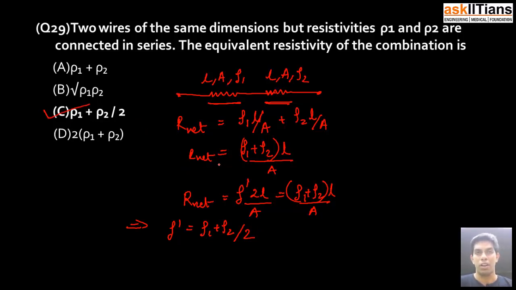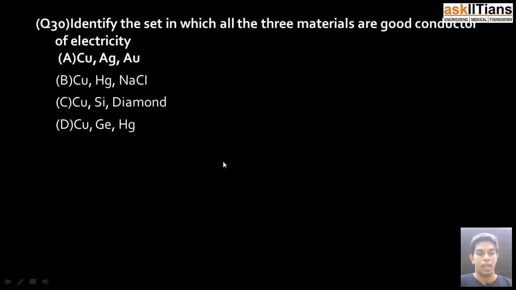Moving on to the 30th question. Identify the set in which all the three materials are good conductors of electricity. A. Copper, silver, gold. B. Copper, mercury, salt. C. Copper, silicon, diamond. D. Copper, germanium and mercury. So clearly copper, silver and gold are the best conductors of electricity. So A is the correct answer.